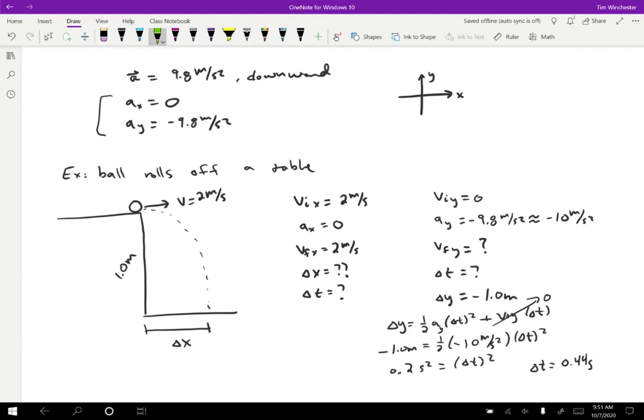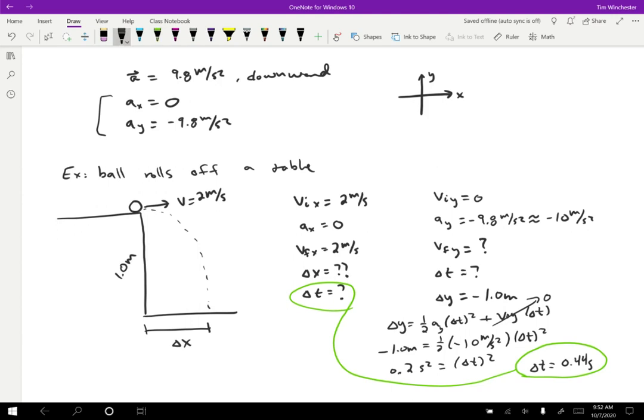Okay, so that seems like a lot of work for something that wasn't what we were actually looking for, but check this out. We know the delta t now, and so we can plug that in for the x direction as well, because however much time it takes for the ball to get down to the floor is how much time it takes for it to get to whatever x position it ends up at. So that time is going to be the same for both problems, and that's very often going to be the connection that we use in projectile motion problems, that the time is the same for both parts.